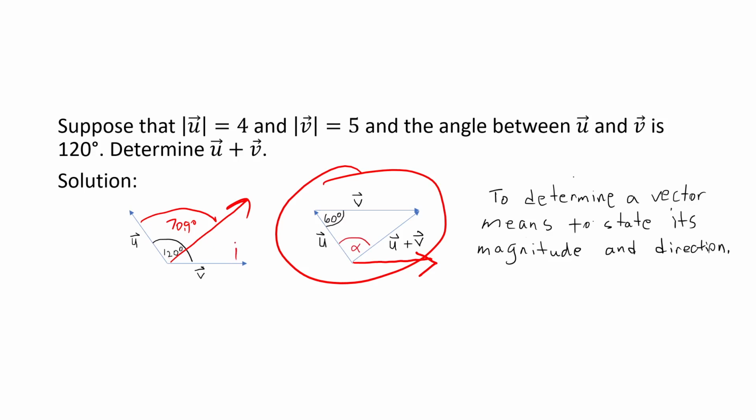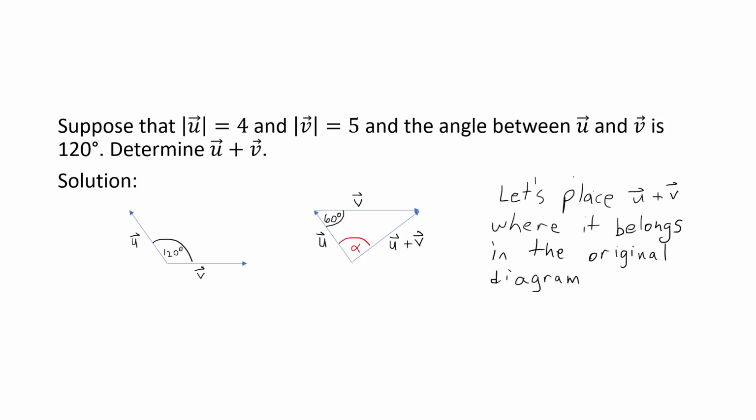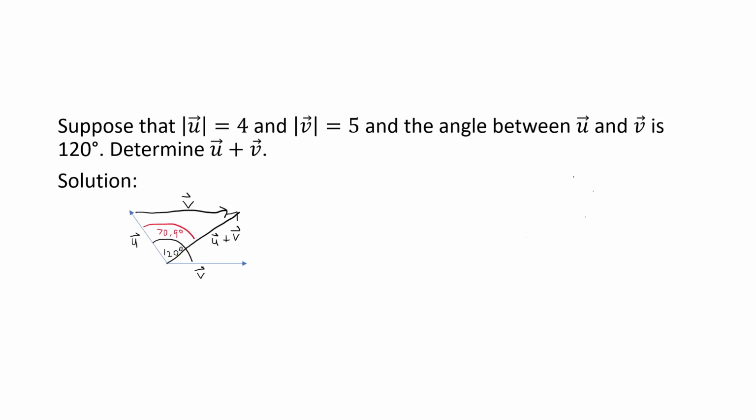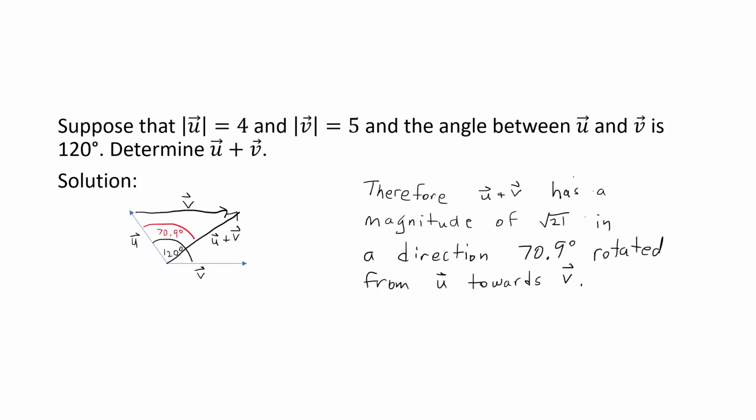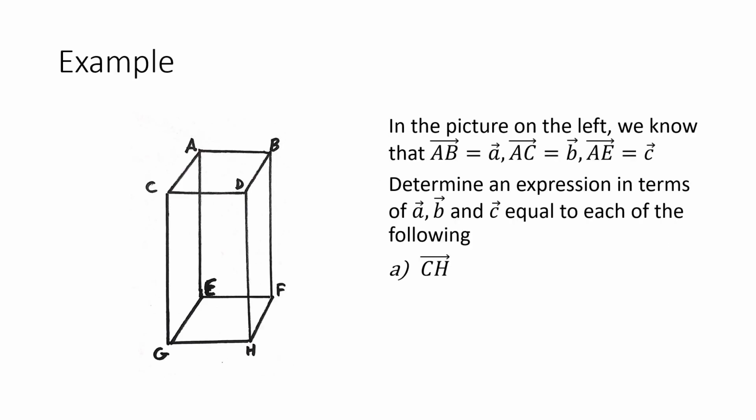Similarly, someone else could also say, I think it's 49.1 degrees rotated from v towards u, and that is also correct. So we'll put, like we're saying here, u plus v back where it belongs in the original diagram. And when we do that, we see the magnitude is root 21 in a direction 70.9 degrees rotated from u towards v.